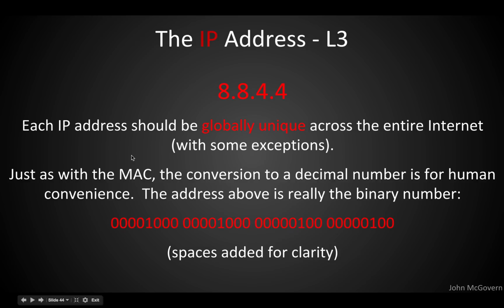Just as with the MAC address, we can convert to binary. Remember, the decimal numbering system, 0 through 9, is just for us humans because we like decimal. We like base 10 numbering systems. That's how we were taught, and that's kind of how our brains are programmed. We have 10 fingers. But here is this address above in binary. So this means 8 and 8 and 4 and 4.